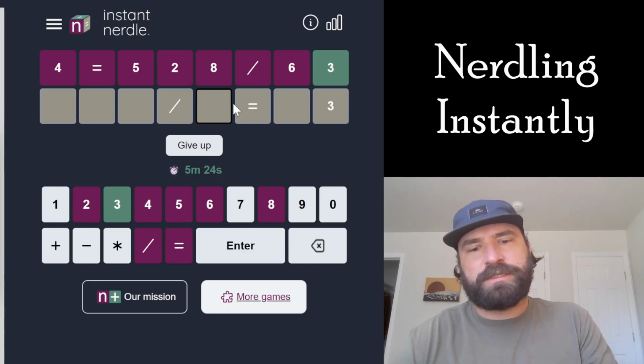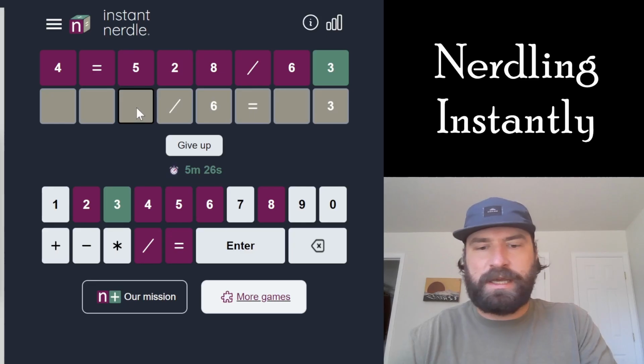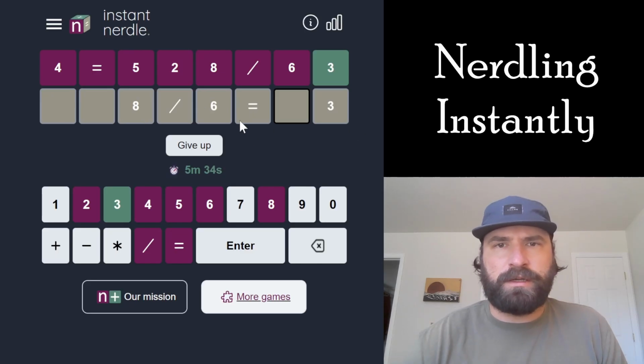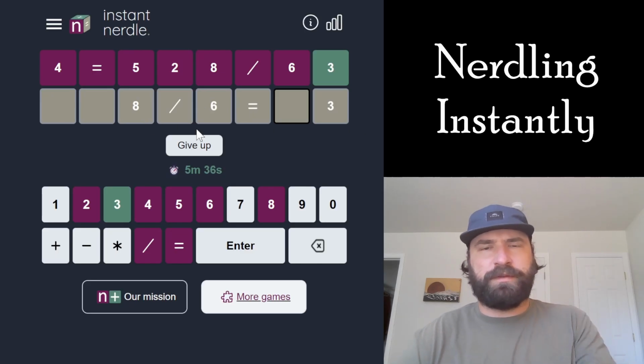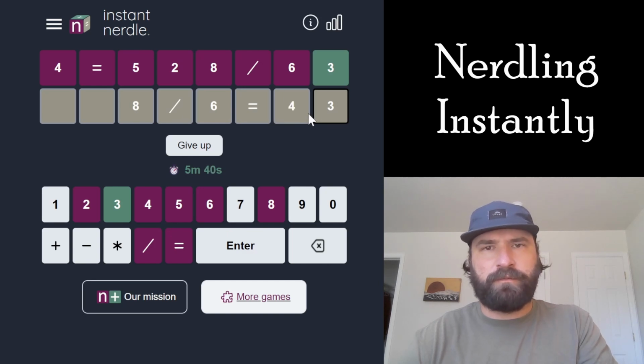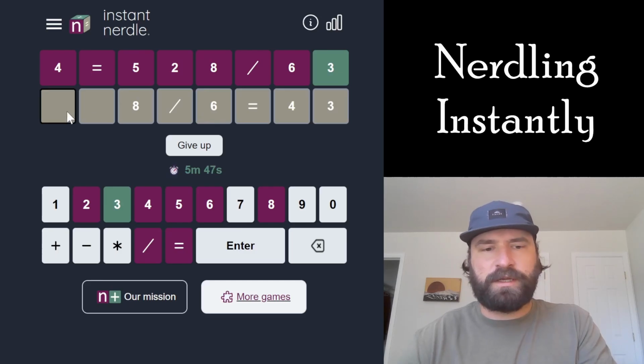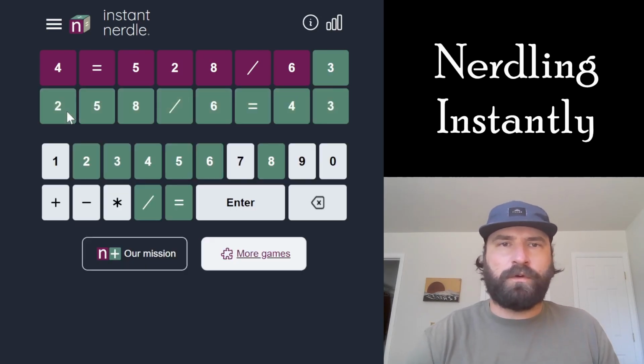8 can't go there. 6 times 3 is 18. This could work. I think it might have to. I think we're running out of options here. Okay. So I think this is probably going to have to be it. I haven't tried a 4 yet. 40 times 6 is 240 plus 18. There it is. Yeah, 258. 258 divided by 6 is 43, and there's an instant nerdle for you, dude.